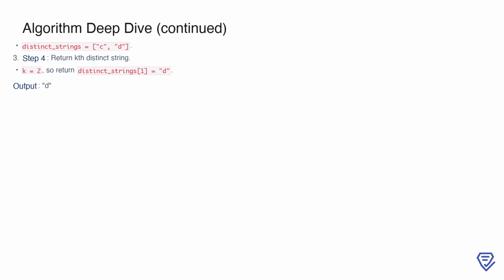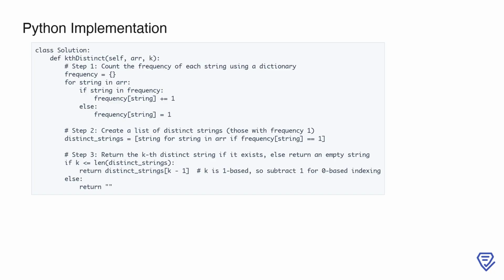Finally, we check if there are at least k distinct strings. Since k equals 2, we return the second distinct string, which is at index 1 in the list. Therefore, the output is D. This example demonstrates how the algorithm efficiently identifies and returns the kth distinct string while preserving the order of the input array. This Python implementation solves LeetCode problem number 2053, kth distinct string in an array.